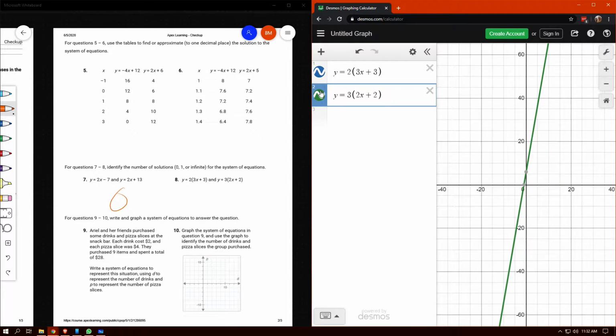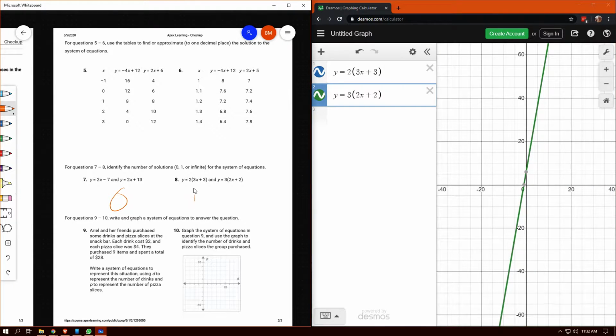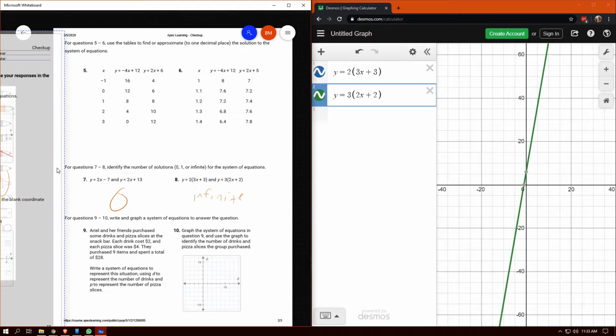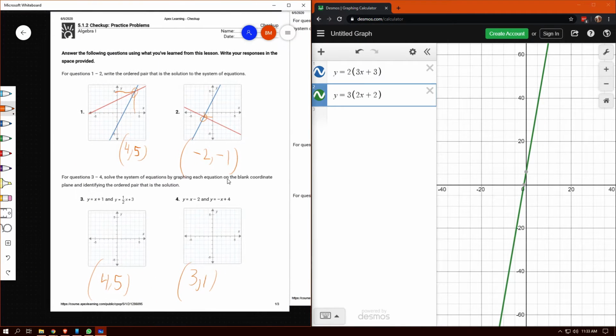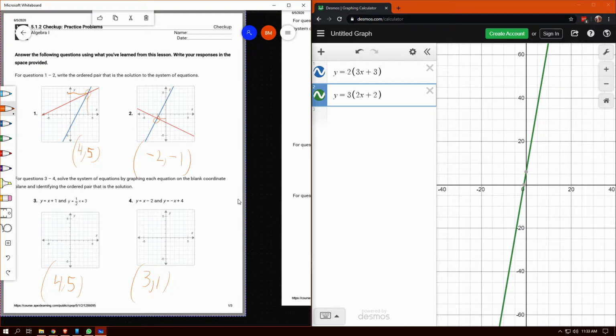Since they're the exact same graph, that means all the solutions are solutions, right? Every point on the graph is a solution. This is infinite. When they're the same line, it's infinite. So when they were parallel and didn't intersect, that was our 0. When they're the same line, it's infinite. And when they just touch and intersect once, that's one solution.